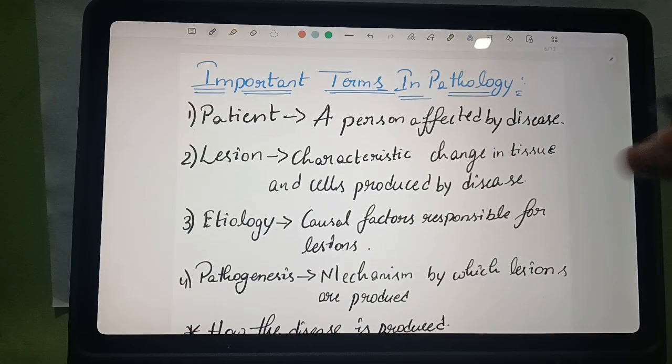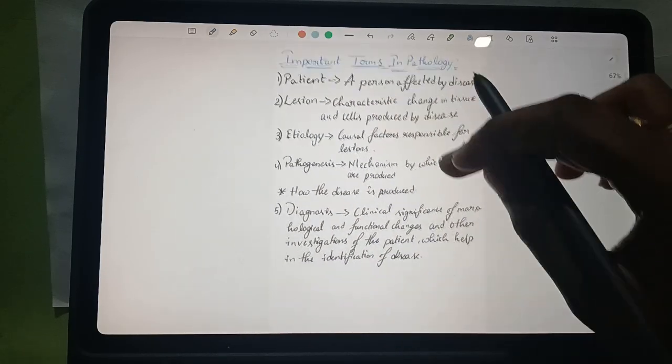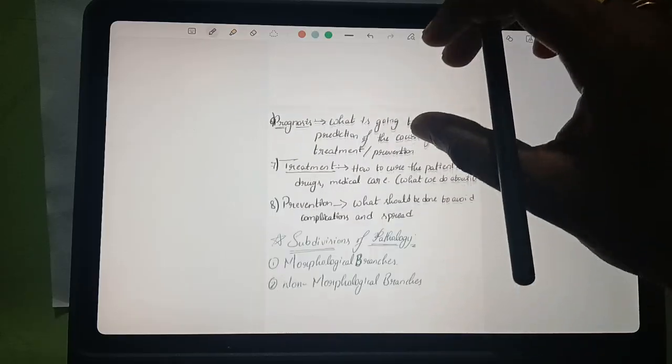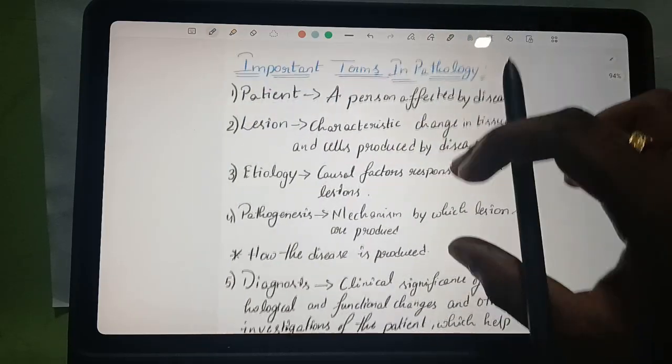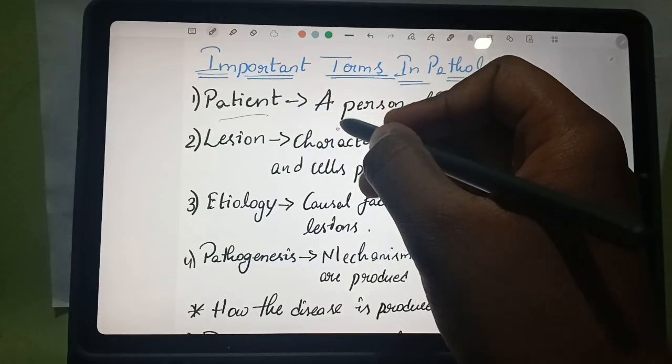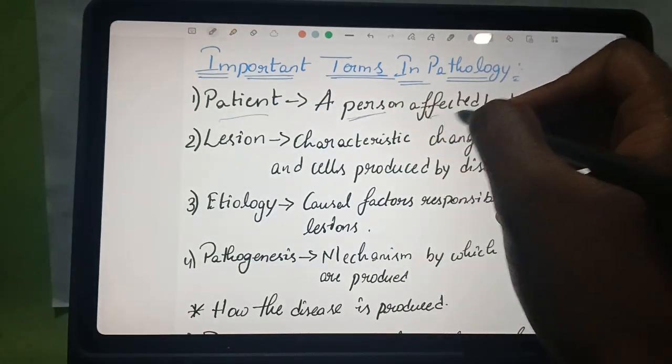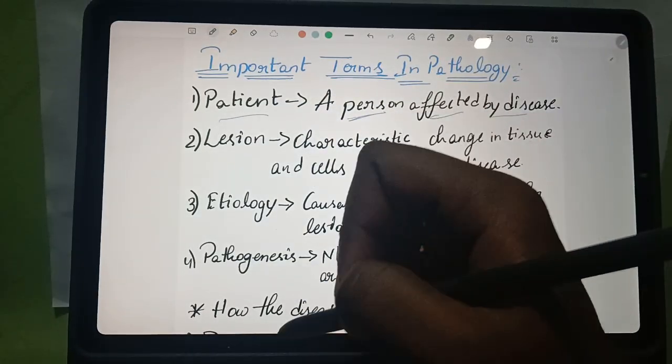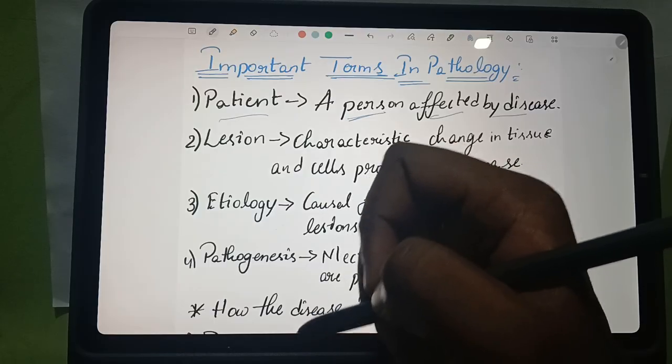First, there are totally 8 terms. Okay, first, a patient. Who is a patient? A person affected by a disease is called a patient. It is known as a patient.